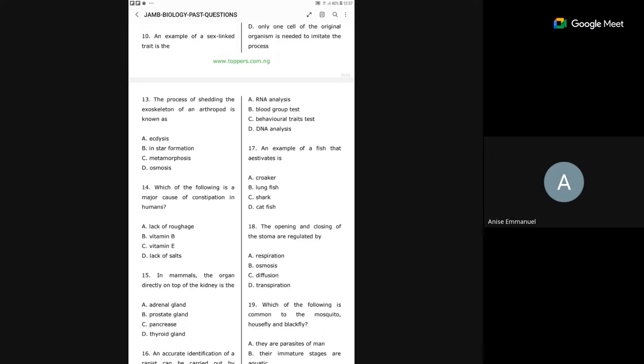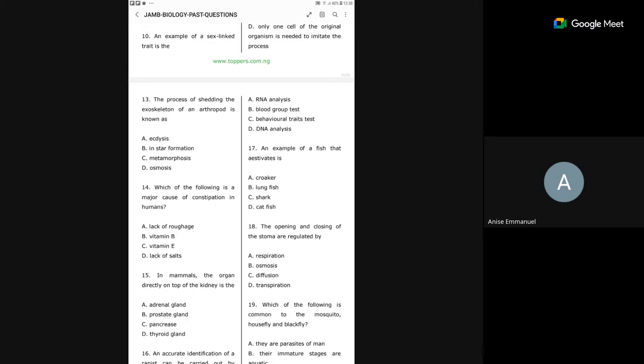So what is the major cause of constipation? We have A, lack of roughages, B, vitamin B, C, vitamin E, and D, lack of salts. What causes constipation is lack of roughages. When you don't have much of it in your diet, you've taken breakfast, lunch, and dinner with little or no roughages.